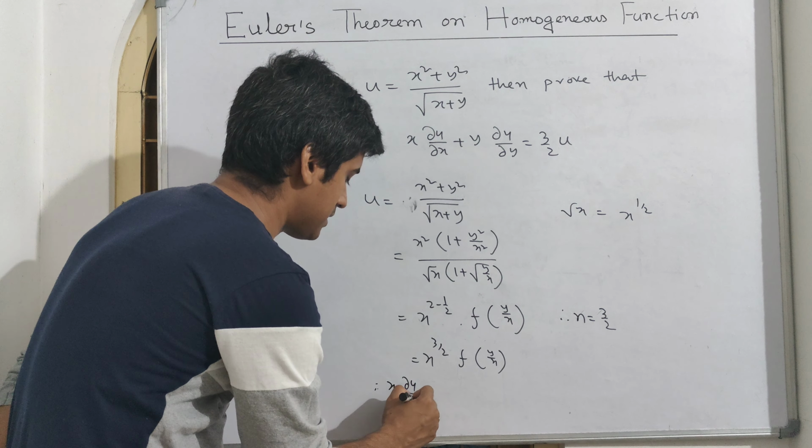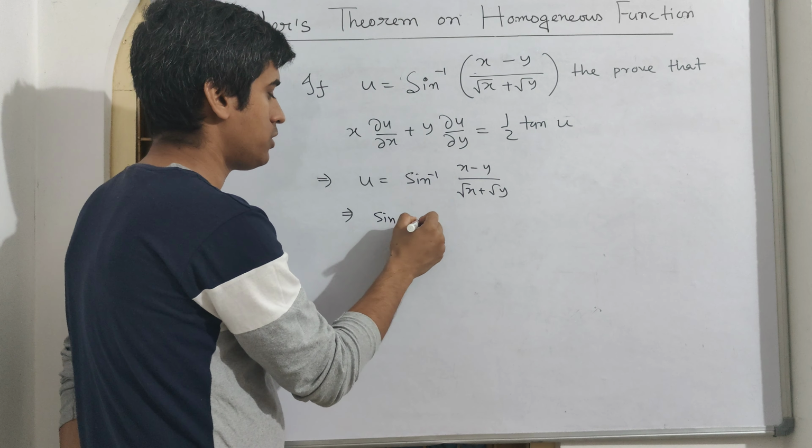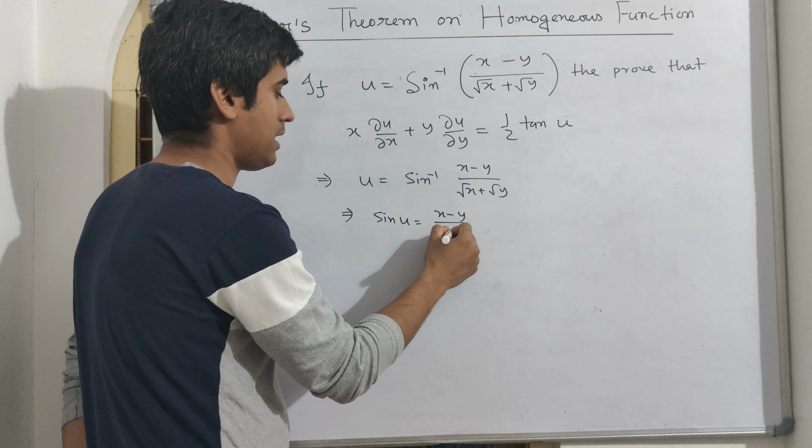So at first we will bring the sin inverse to the left side, then the equation will be sin u equals (x − y)/(root x + root y) equals v(x, y). We take (x − y)/(root x + root y) equals v. Now v equals (x − y)/(root x + root y).